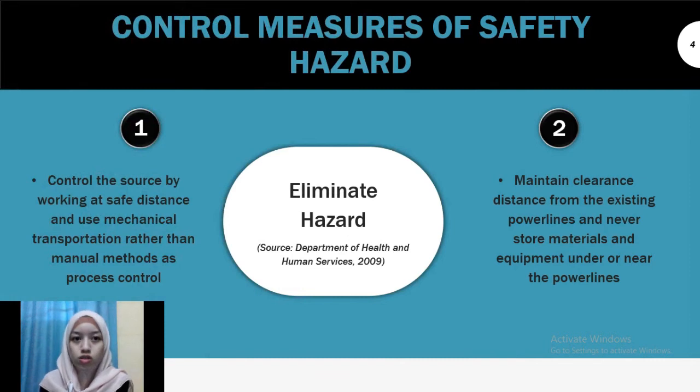Next is how to control the hazard. For the control measures of the safety hazard, the first one is to eliminate the hazard, by controlling the source, working at a safe distance, and using mechanical transportation rather than manual methods as process control. And the second one is to maintain the clearance distance from the existing power lines and never store materials and equipment under or near the power lines.